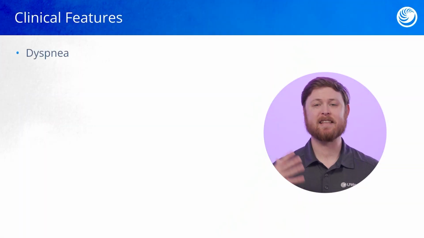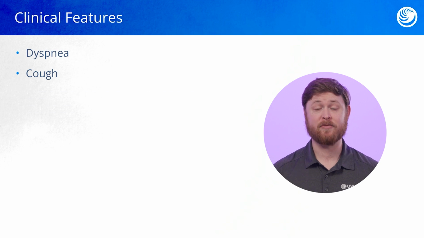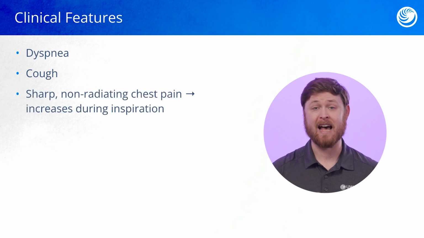We would expect to see the development of dyspnea, and the client may also have a cough. If the pleura itself becomes inflamed, the client may develop sharp chest pain on that side that has that pleural effusion. Essentially, this pain will be localized and will not radiate, and it will increase during inspiration as that inflamed pleural tissue begins to expand.